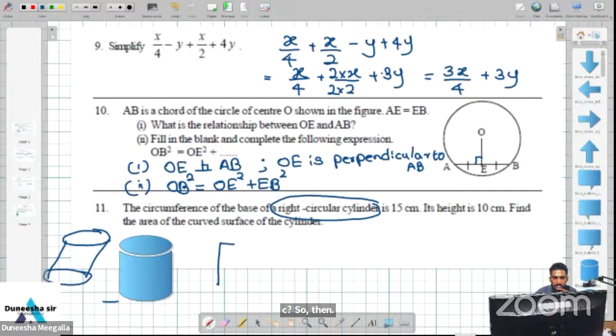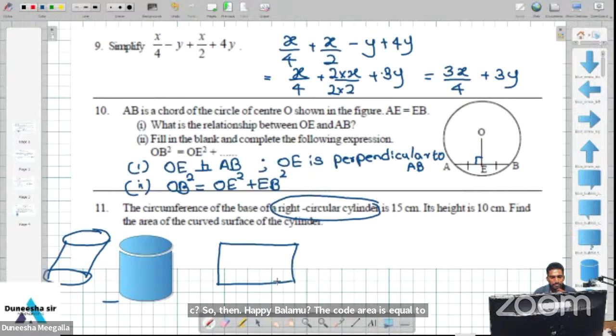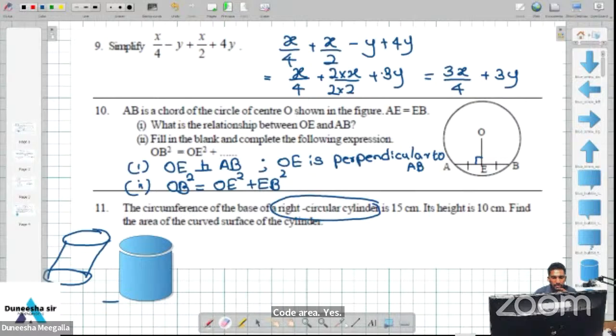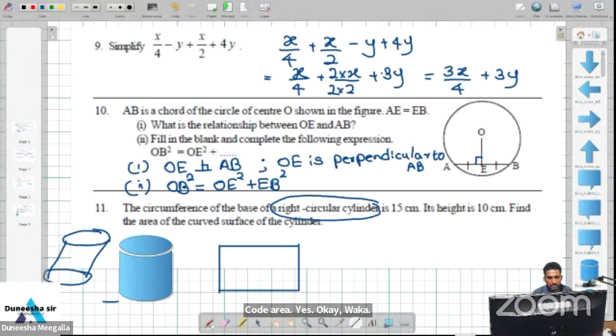For the right circular cylinder, the curved area is equal to... what is the shape of the curved area? What is the shape? Rectangle. Right. If we unroll the curved surface around this right circular cylinder, what we get is a rectangle.